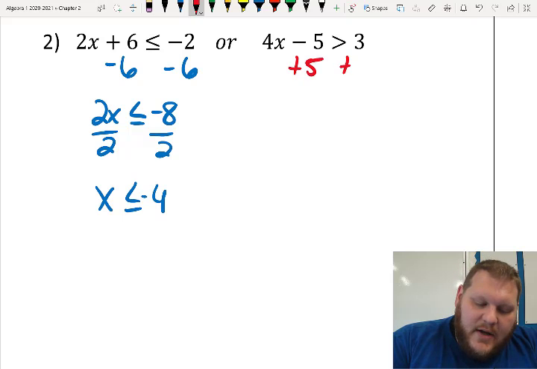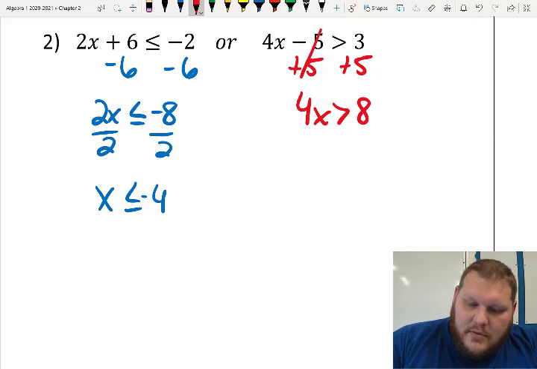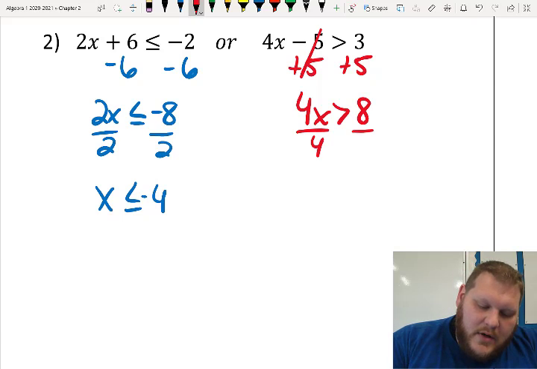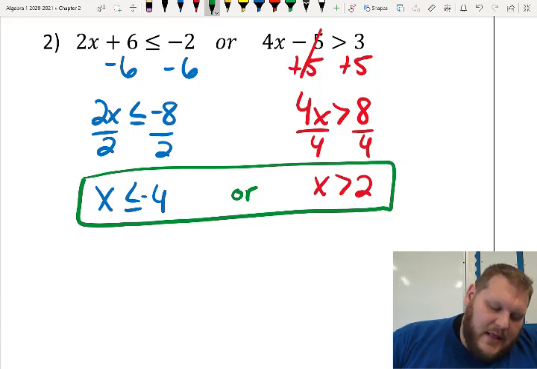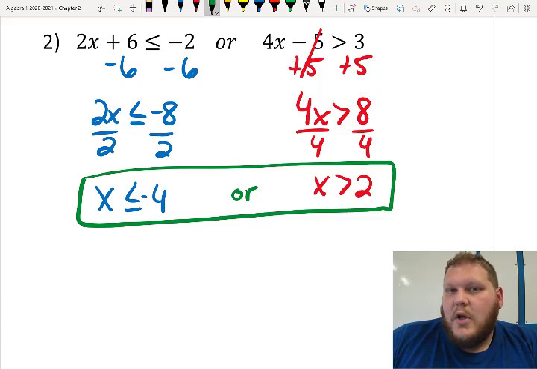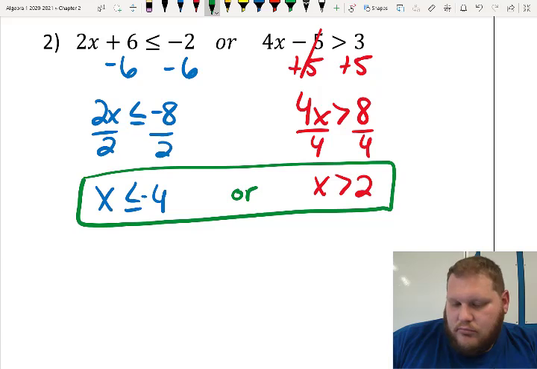I'm going to add 5 on both sides. 4x is greater than 8. So I divide by 4 on both sides, and I get x is greater than 2. So again, my answer, combining those together, my x could either be less than or equal to -4, or my x could be greater than 2.